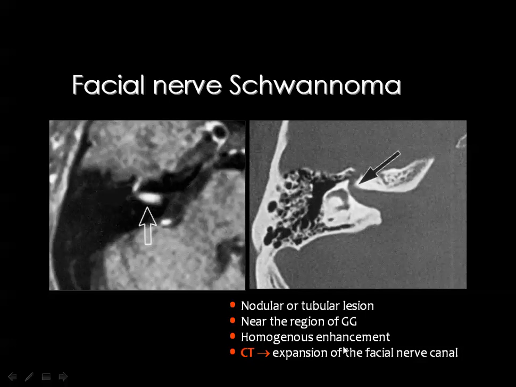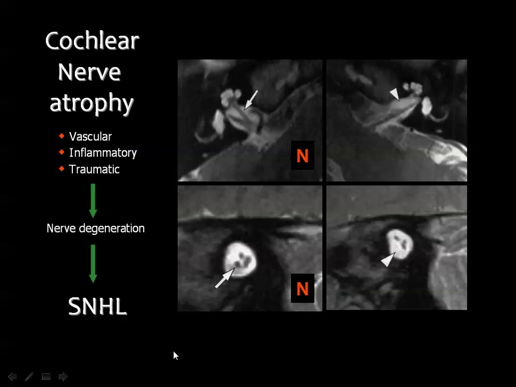Then you can appreciate the facial schwannoma if it occurred along the course of the facial nerve. Here you see it, this is part of the facial nerve inside the canal, but this is the clue for the diagnosis. The lesion or the enhancement is extending along the ascending limb of the facial nerve canal, diagnostic of facial schwannoma. Finally, in some conditions, you have to assess the patient for cochlear nerve atrophy.